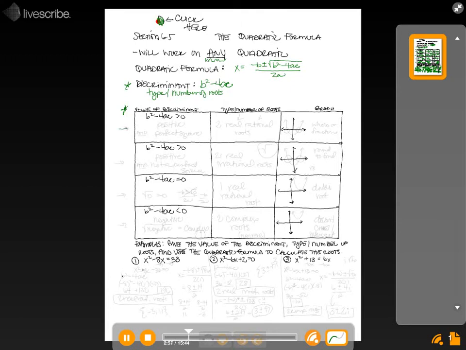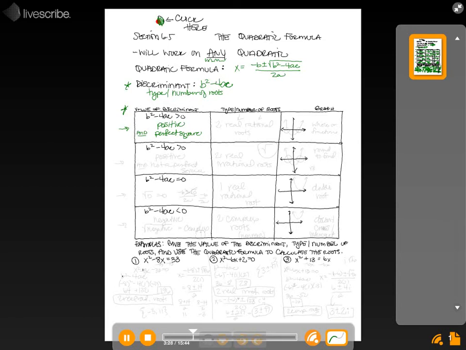Our first row here is b squared minus 4ac is greater than 0. If the discriminant is greater than 0, that would mean that it's positive. So when we figure out the discriminant, we get a positive answer. And we're going to add a stipulation to it, and it's a perfect square. Something like 4, 9, 16, 25. Those are all perfect squares. So if you get a discriminant and it's one of those numbers, that's this first row.